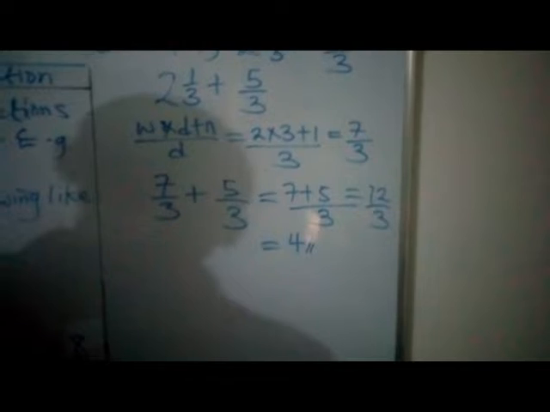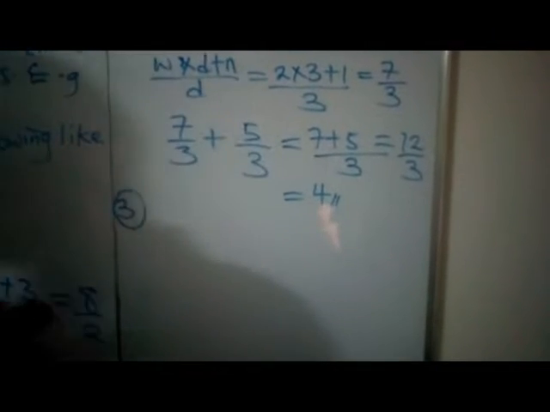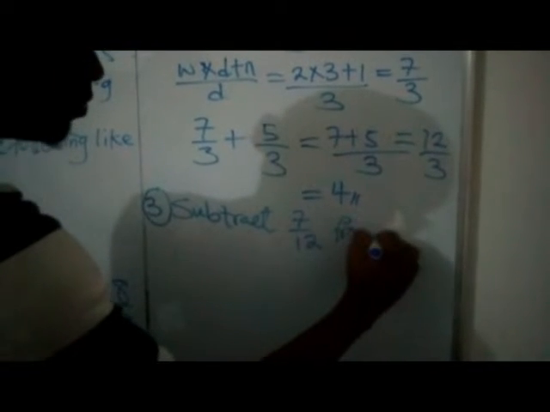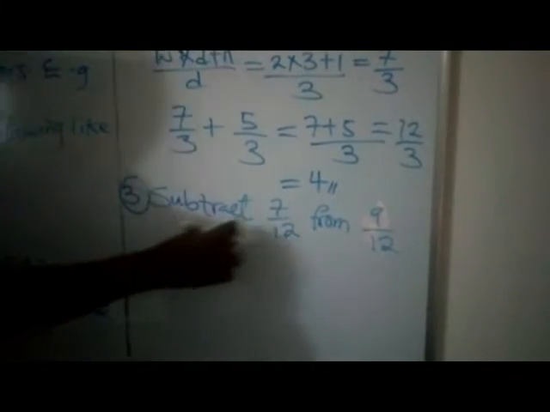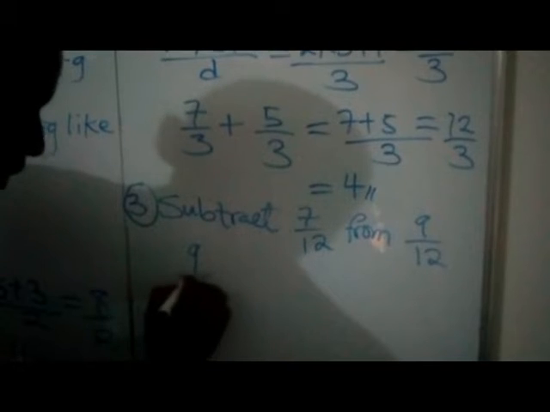Okay, now the third example will be on subtraction: how to subtract like fractions. I want us to be attentive, please. The question says subtract 7 over 12 from 9 over 12. From this question, we have to subtract this fraction from this, not this from this. Please take note, you have to subtract 7 over 12 from 9 over 12. So definitely 9 over 12 will come first when you are writing it. That would be 9 over 12 minus 7 over 12, because you are taking away 7 over 12 from 9 over 12.